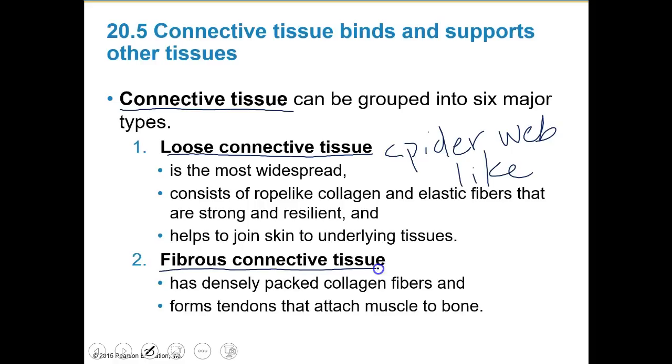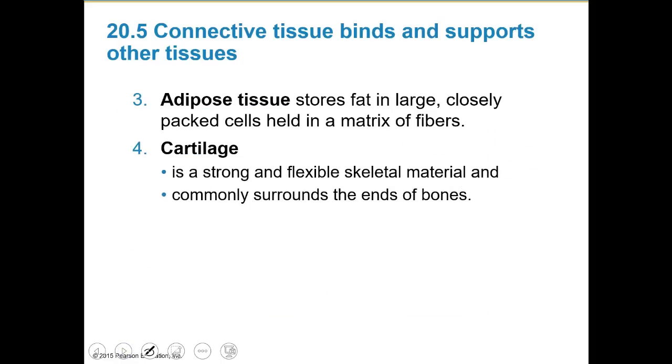There's fibrous connective tissue, which is more densely packed in collagen fibers, and those typically tend to be your muscle to bone. Those are your tendons. They're more densely packed, but still elastic enough to allow muscle movement while also attaching it to the bone, which is pretty important. Adipose is another one, so this is just fat. That's all that is.